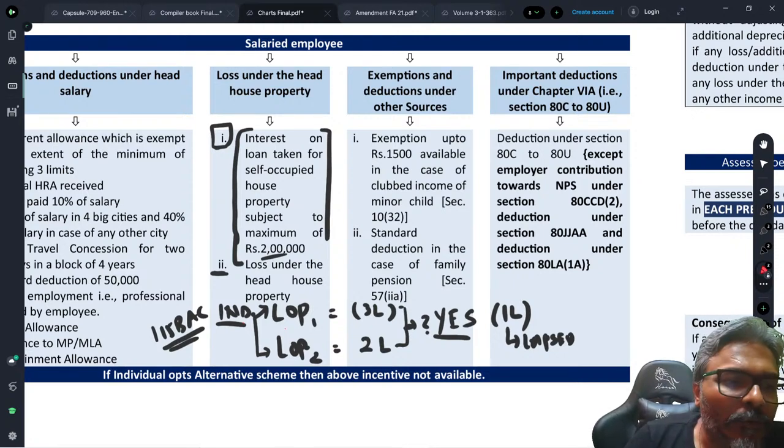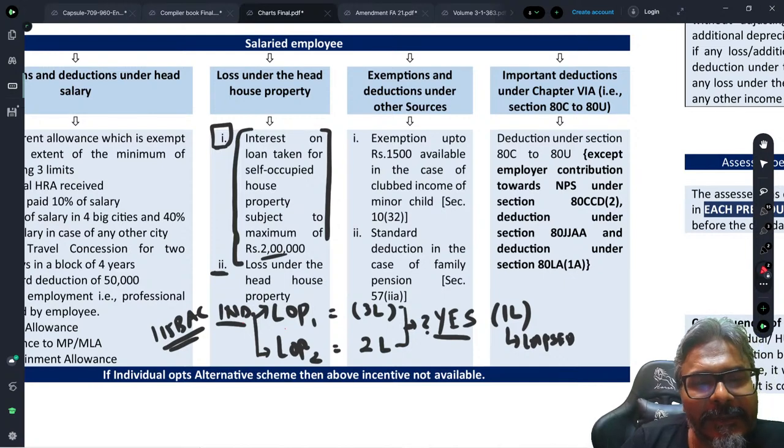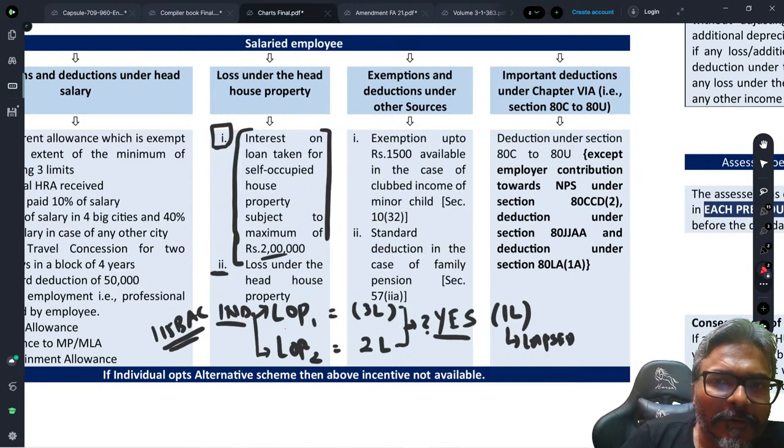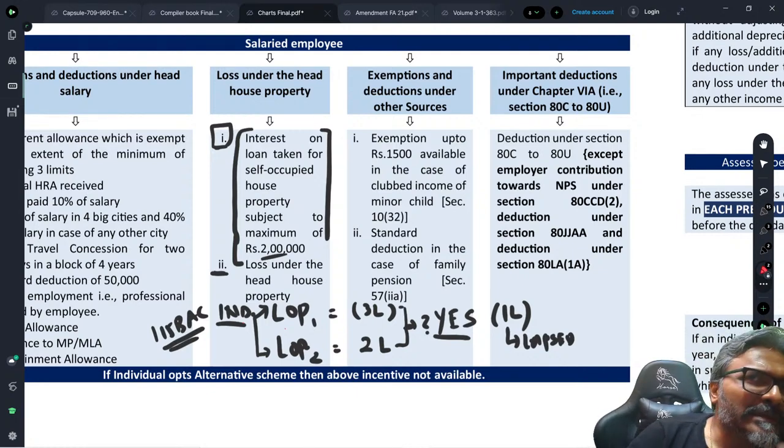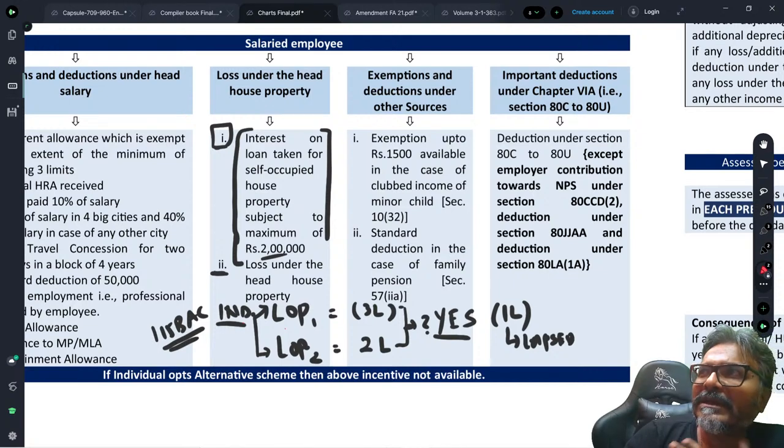And for an LOP unit or DLOP unit, the deduction of interest expenditure is unlimited. And that is the reason why, students, there could be a loss of this magnitude of 3 lakhs. But first of all, if it is an LOP unit, is the interest deduction allowed?